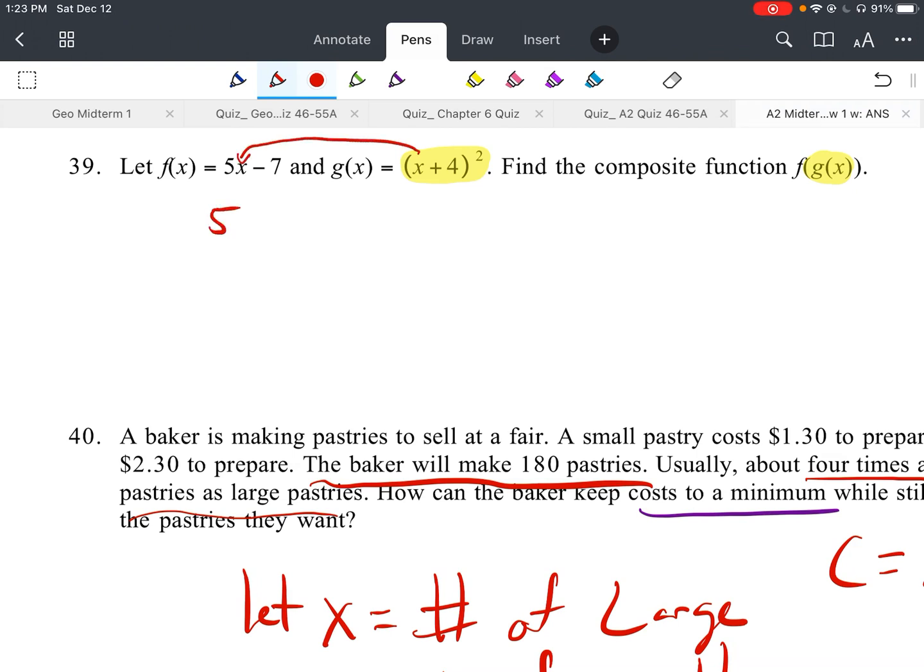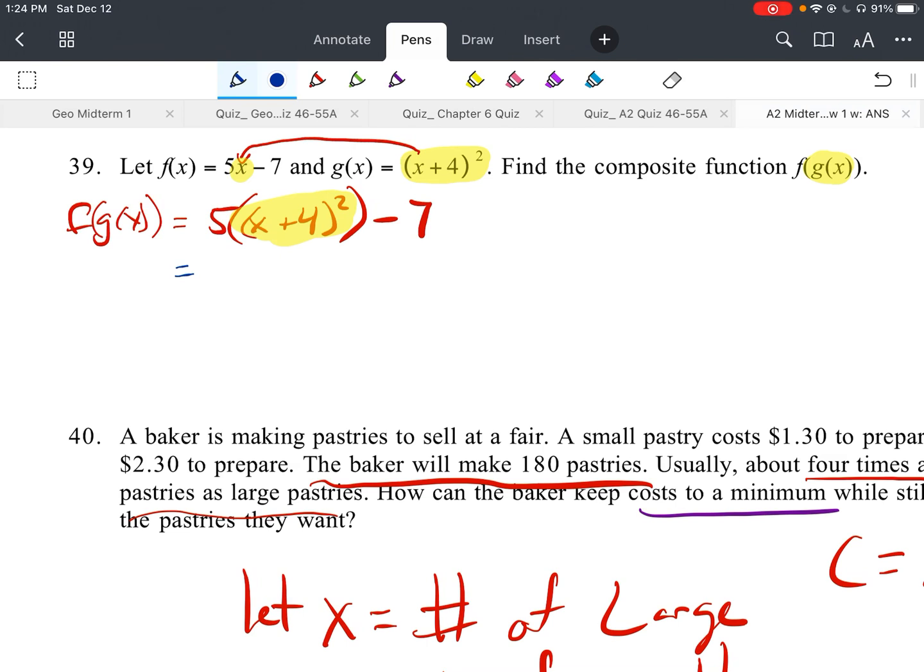So this is going to be 5 times (x plus 4) squared, okay, so this whole thing gets stuffed into where x was in the other one, minus 7. So here's my g of x inside where the x was here, and I just rewrote it here. This is f of g of x. Composition of functions. I could also say it's f o g, fog.